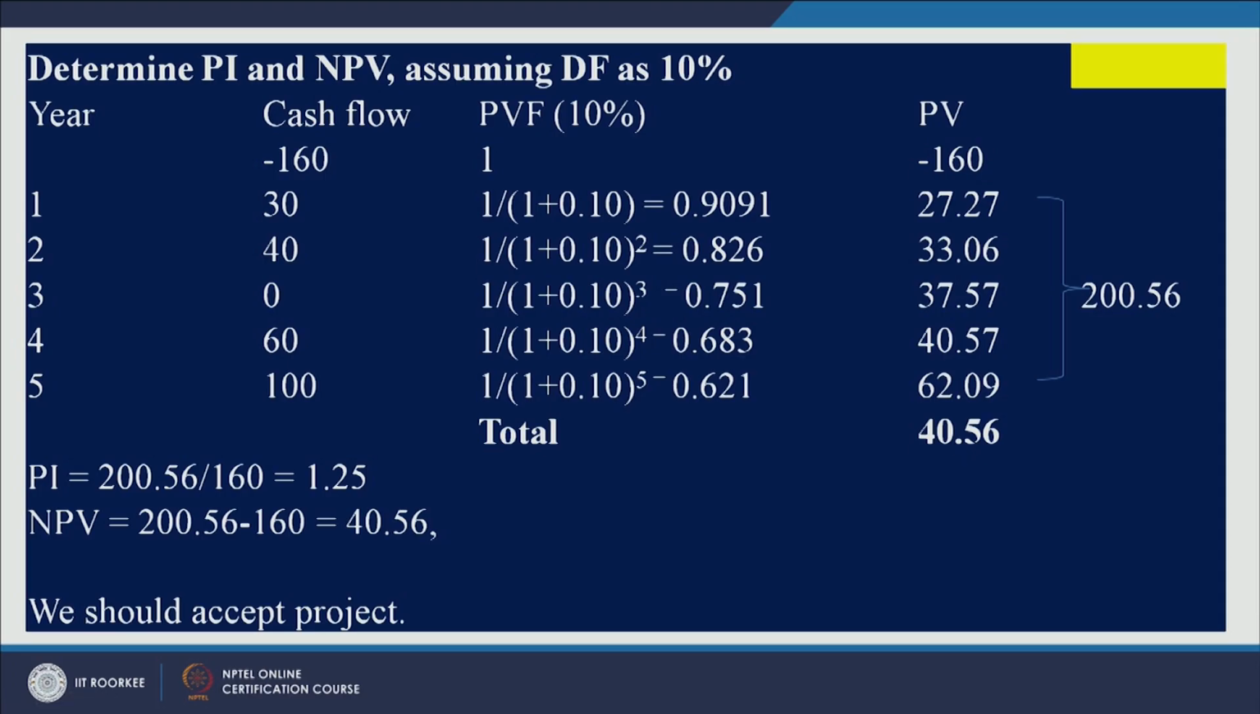So this value is positive. As far as profitability index is concerned, what is it the ratio of? Profitability index is a ratio of cash inflows and cash outflows, right. So cash inflows is this, the total cash inflow, and this is the cash outflow. So profitability index is 1.25. So you should accept this project, right.